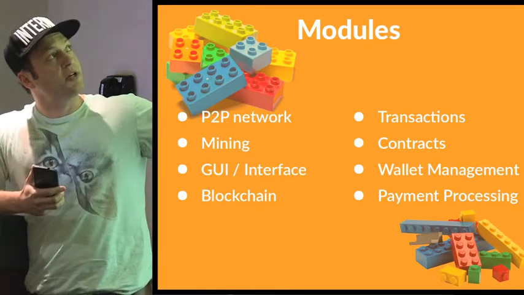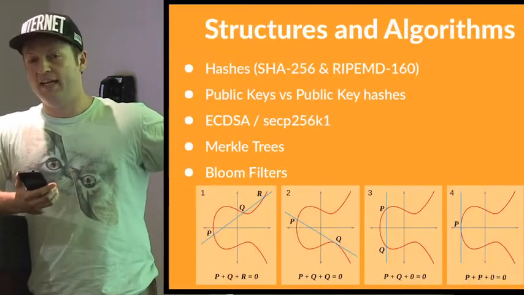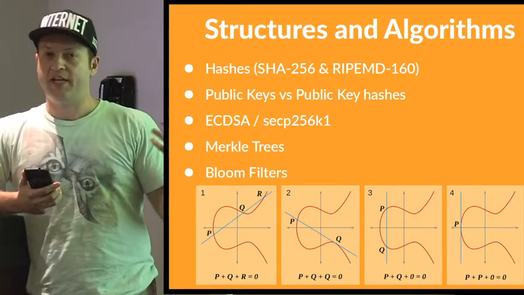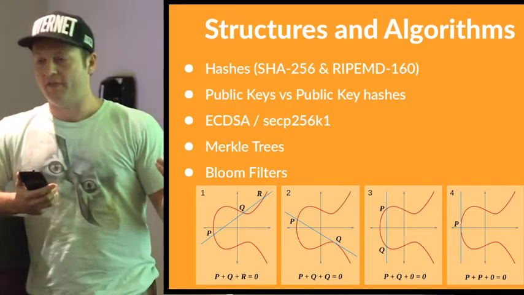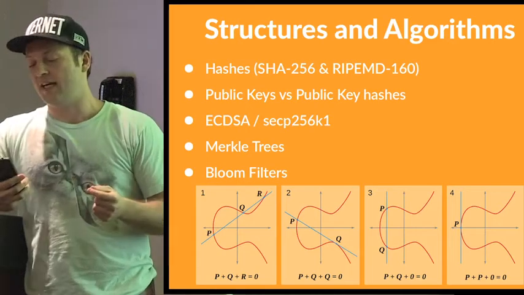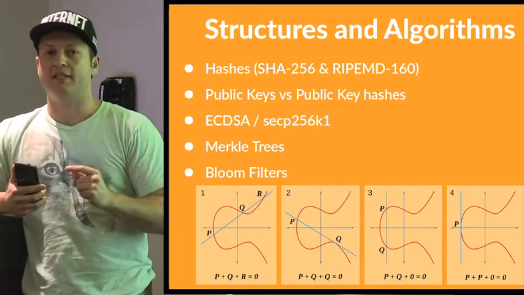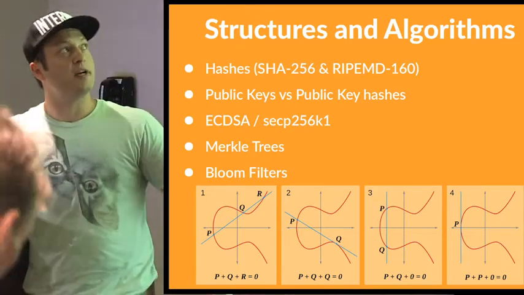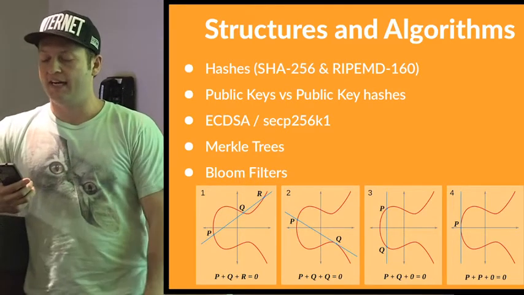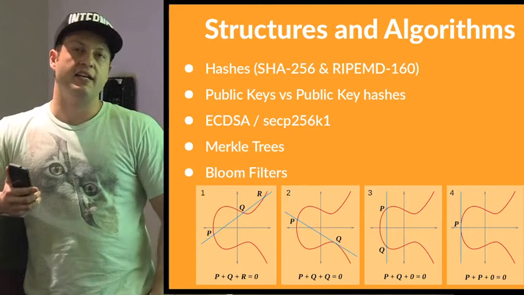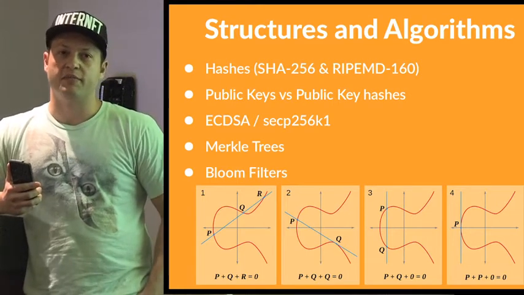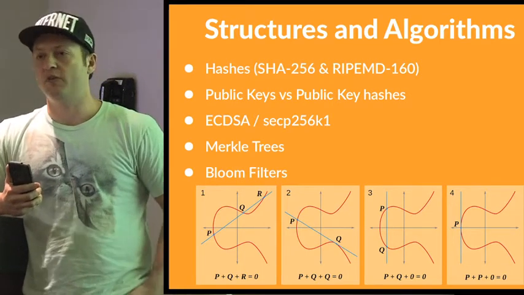A couple of structures and algorithms for the programmers that would be important. Certainly a competent knowledge of what hashing is would be appropriate. SHA-256 is the primary hashing mechanism. RIPE-MD is used mostly for public key hashes for the purposes of distributing amongst humans. It's a smaller number, it's easier for people to understand. There is some ECDSA, I think primarily on the contracts themselves, the signer of a transaction would encrypt his script.